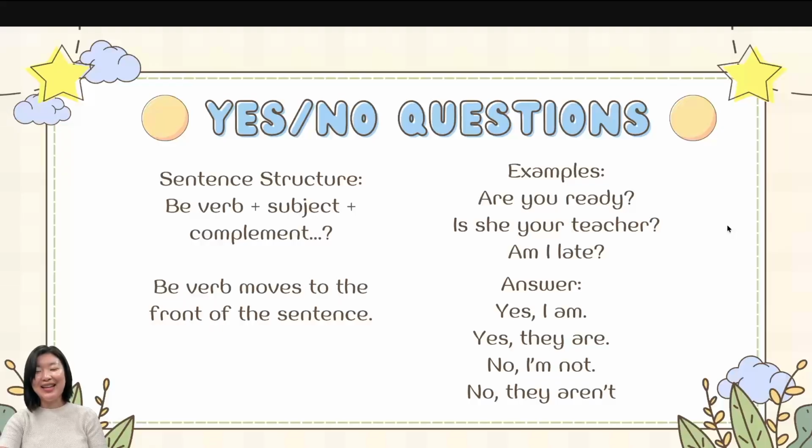Let's take a look at the examples. Are you ready? Is she your teacher? Am I late? So how do you answer these questions? You can answer by saying yes or no. Yes, I am. Yes, they are. No, I'm not. No, they aren't.